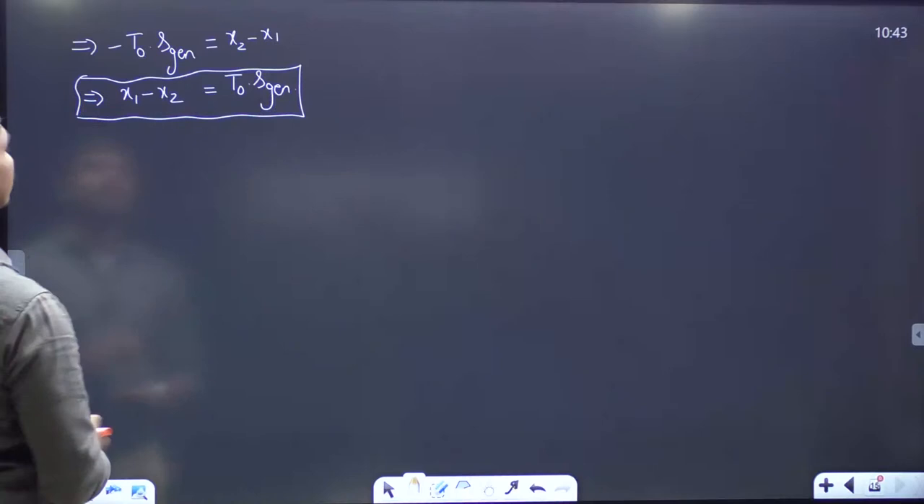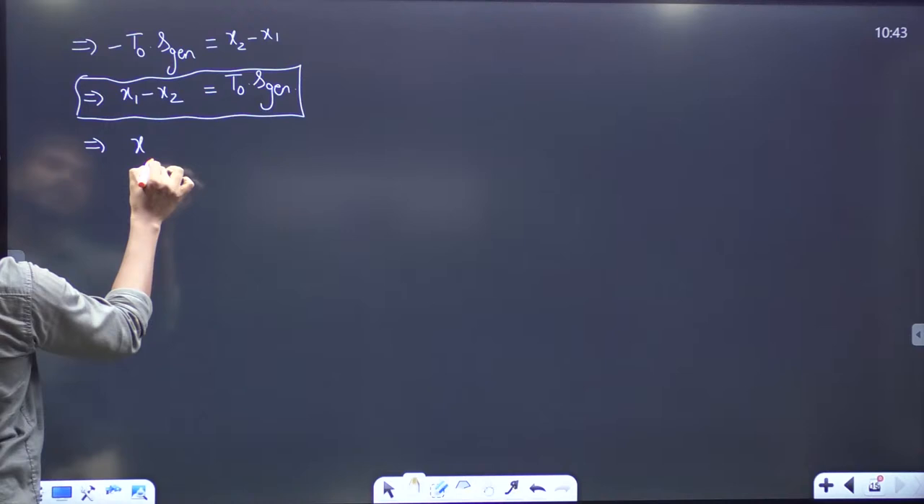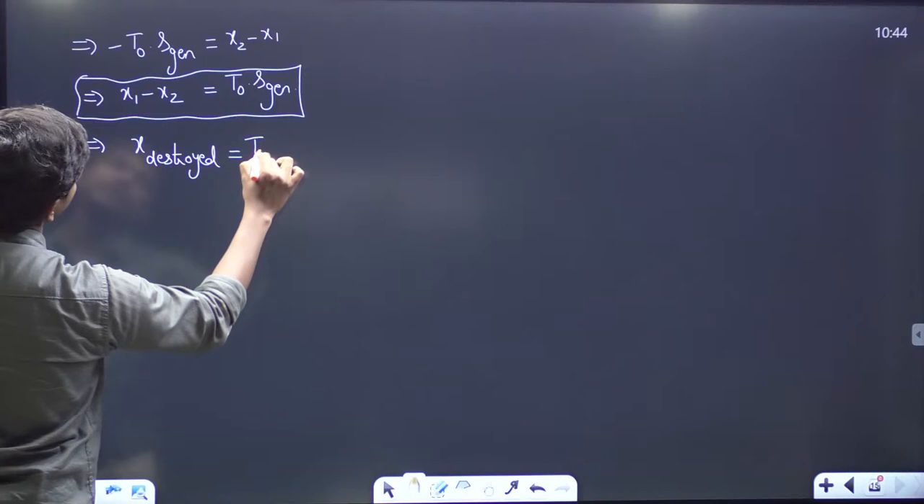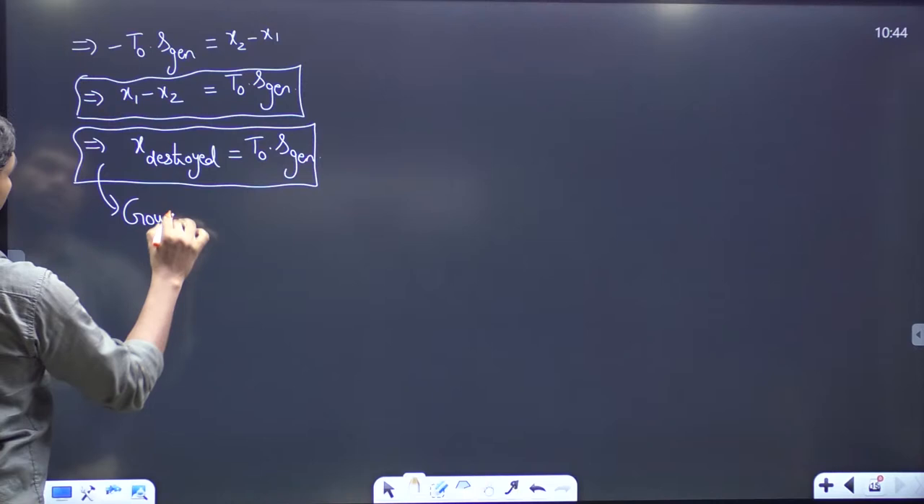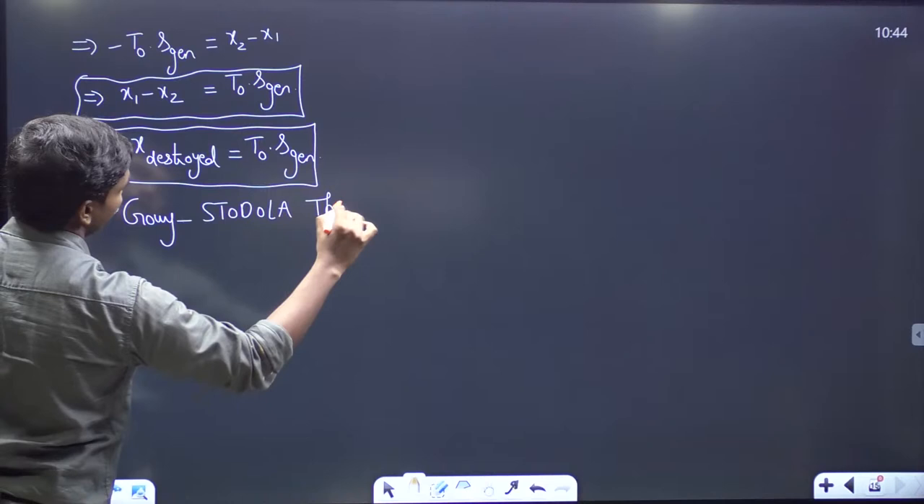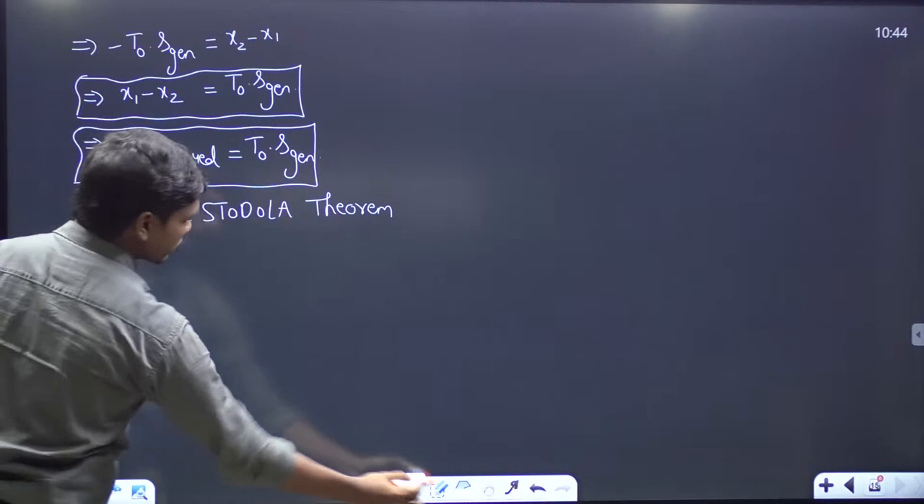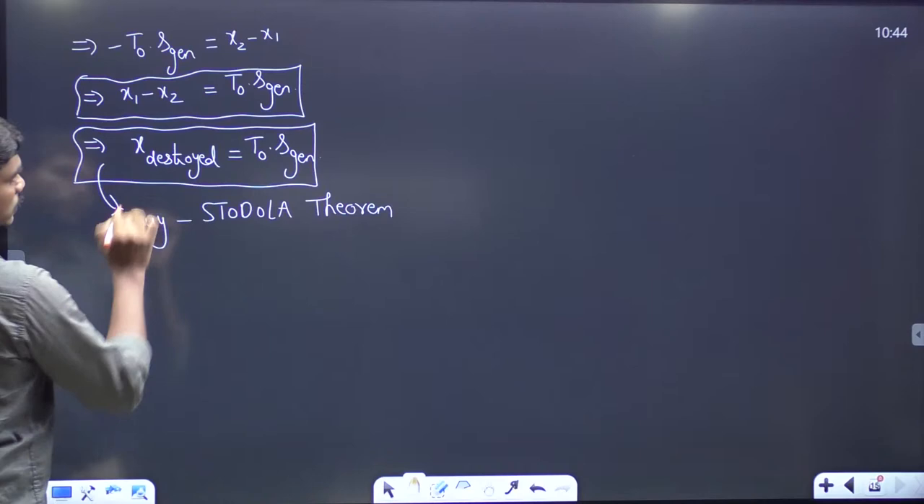this X1 minus X2 is nothing but exergy destroyed. And this is equal to T0 into S generation. And this theorem is known with one famous name called Gouy-Stodola theorem. This is the name of the scientist who worked on this. So if you see G-O-U-Y, okay, this is Stodola theorem. You can write maybe small letters here as well.